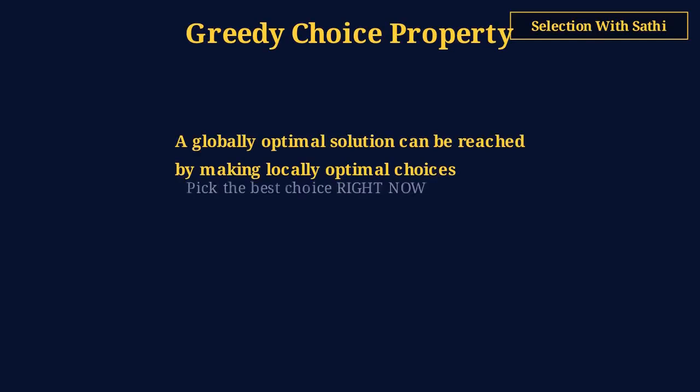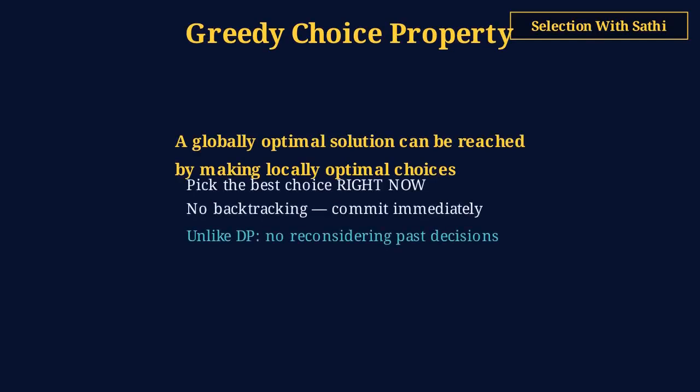The greedy choice property is what makes greedy algorithms work. The idea: at each step, pick the choice that looks best right now. Do not look ahead, do not backtrack, commit to the choice and move on. For this to work, the locally optimal choice must be part of some globally optimal solution. This is not always true, and that is why greedy does not work for every problem.